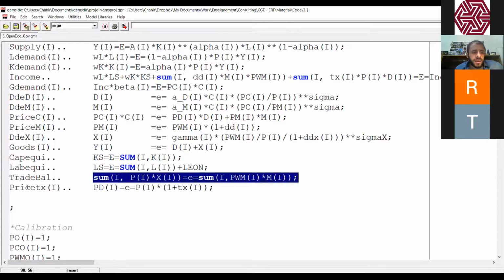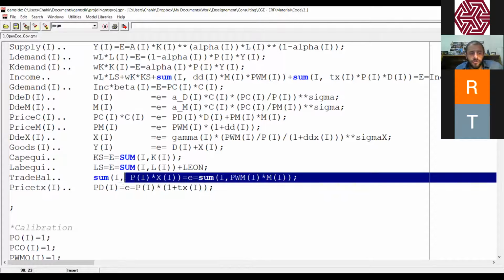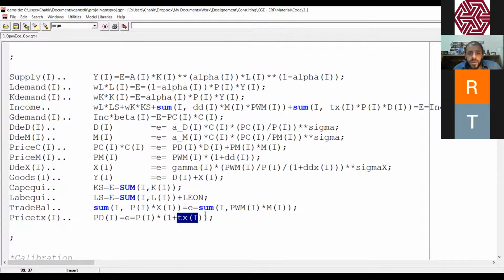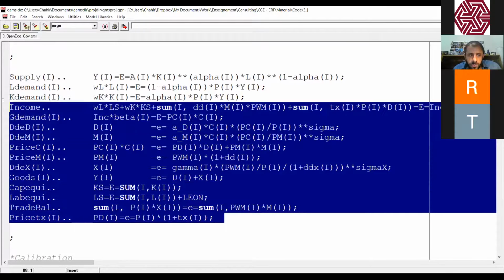And finally, we have here the price of domestic goods, because in general, if we have a government, the government will impose a tax on the producer prices. Because I mean, you as a consumer, if you buy a good, you will have to pay for instance, the VAT, the value added tax. So this is more or less the value added tax. So that's the mathematical statement of the model.